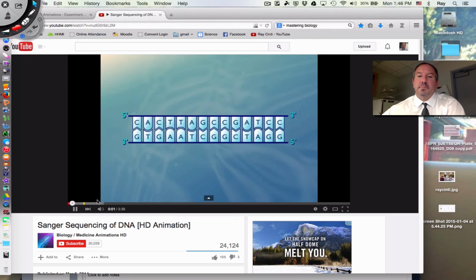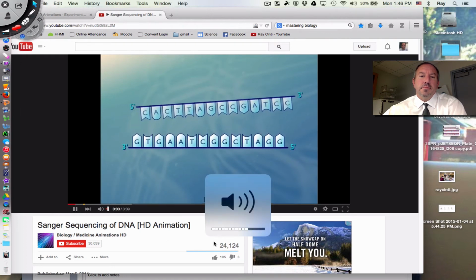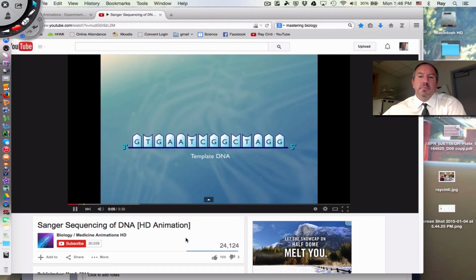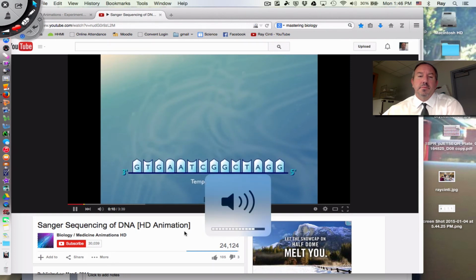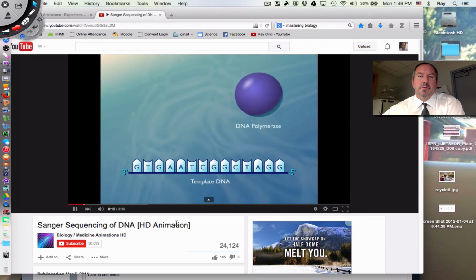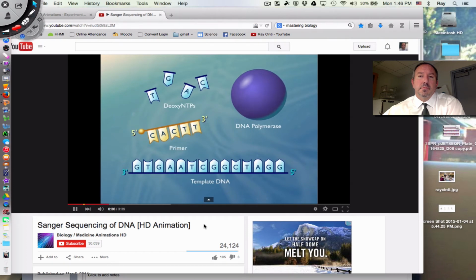To sequence DNA by the chain termination method, the DNA must first be obtained in single-stranded form. Okay, through heating. A mixture containing the single-stranded DNA, DNA polymerase, the 4 deoxyribonucleotides A, T, G, and C, and a single short primer is prepared. So this is all normal PCR. The primer has a nucleotide sequence that is complementary to the 3' end of the region to be copied, and is required so that DNA polymerase can initiate DNA replication.